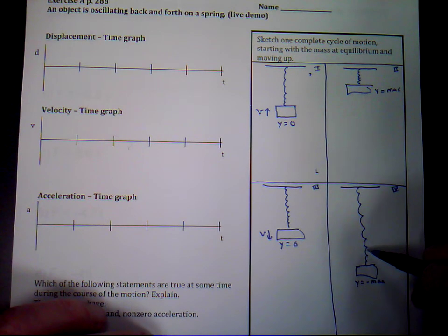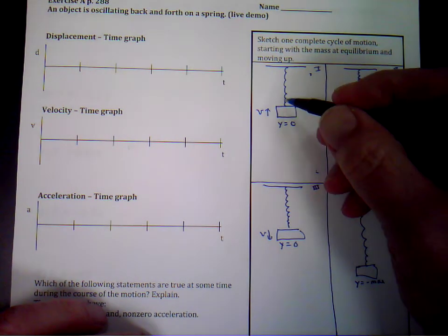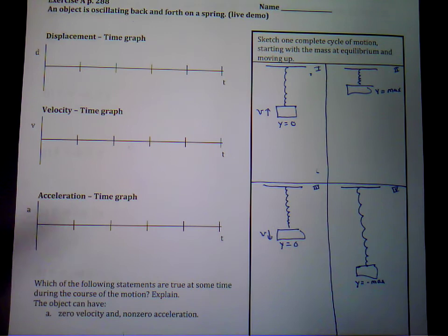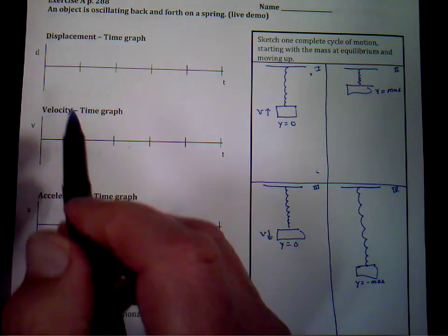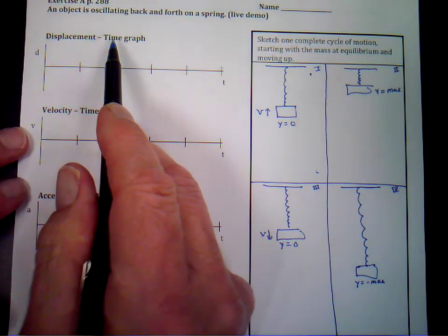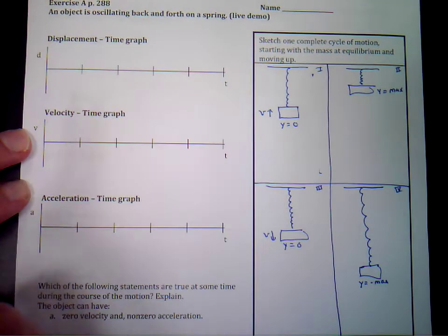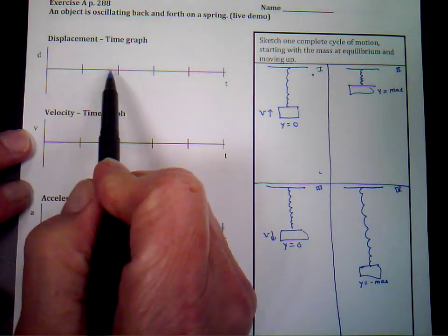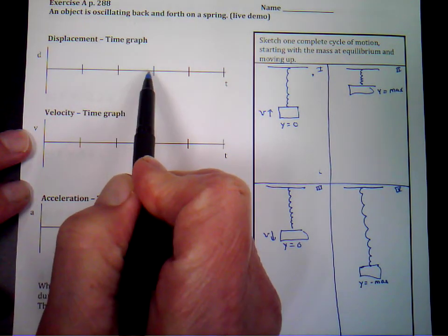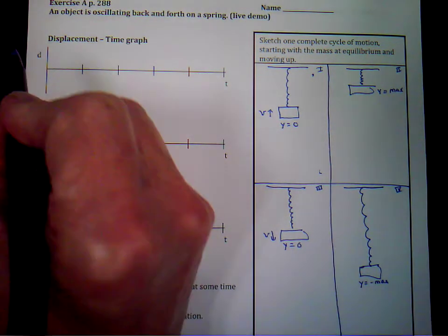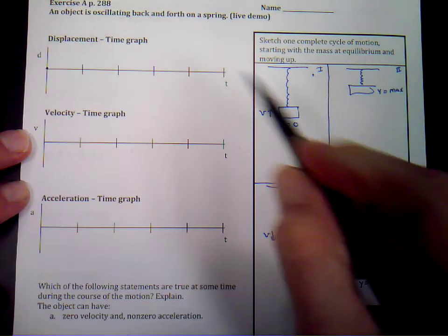And then it goes back up to this position, and then we're back where we started from. All right? So now let's take a look, and we're going to graph this displacement time graph. This is the displacement, this is the time, and we're going to assume each of these marks represents the equilibrium position. Okay, so let's take a look.